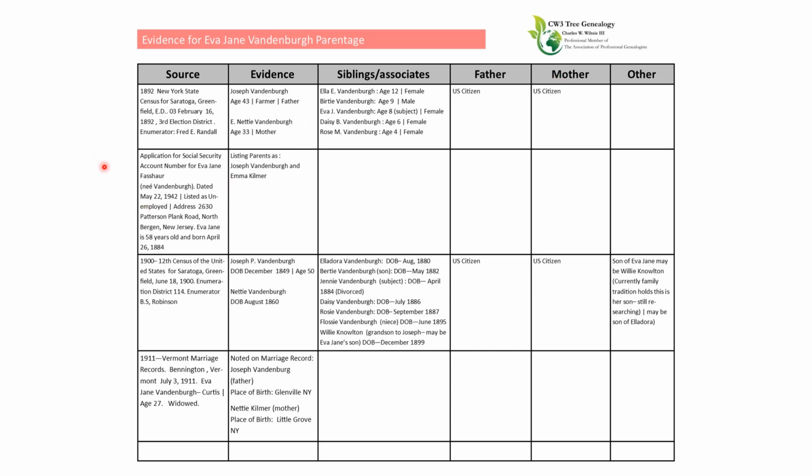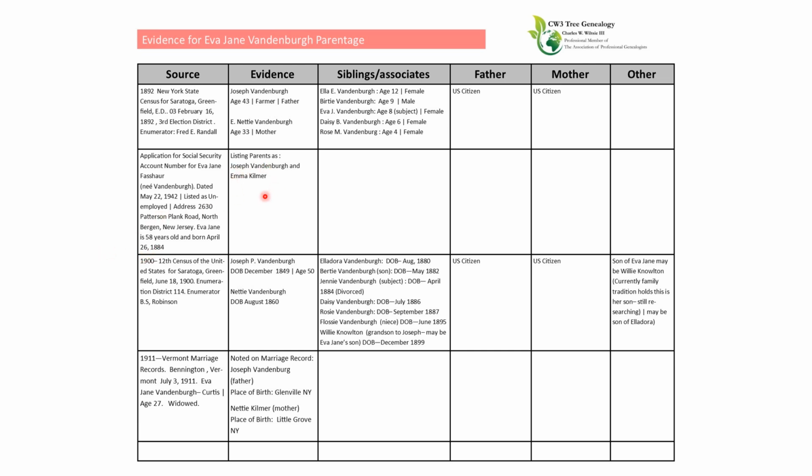Next, we see more. Application for Social Security account number for Eva Jane Fossauer. So we see, and the word Nee, N-E-E, Vandenberg means maiden name. So we know that Eva Jane, when she died, her last name was Fossauer. And her Social Security application was filled out on May 22nd, 1942. She's listed as unemployed. It gives her address in New Jersey, and how old she is, 58 years old and born April 26th, 1884.